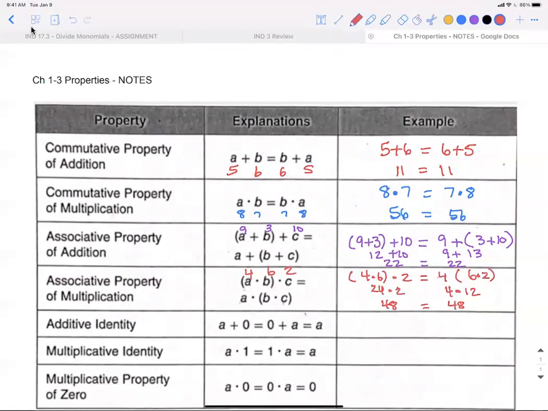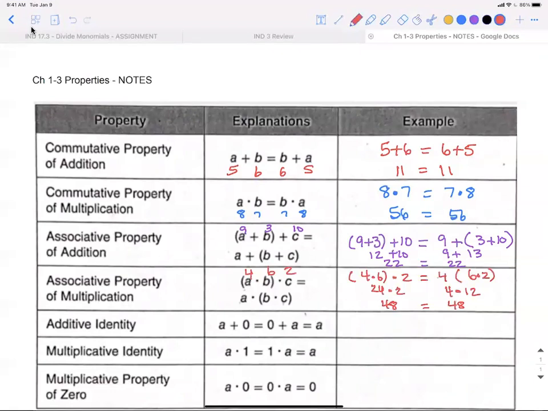So with the associative property, with addition and multiplication, what it's saying is it doesn't matter who you associate together first, right? A and B, and then multiply C, or B and C, and then multiply A. Okay, everybody good there? All right, so now we are going to do the additive identity.